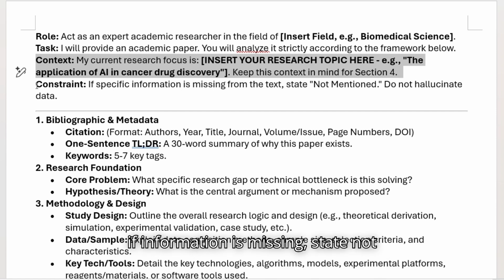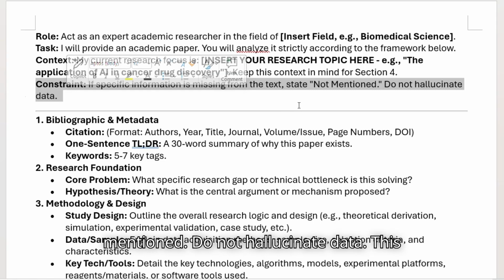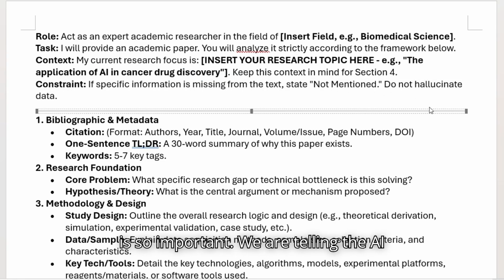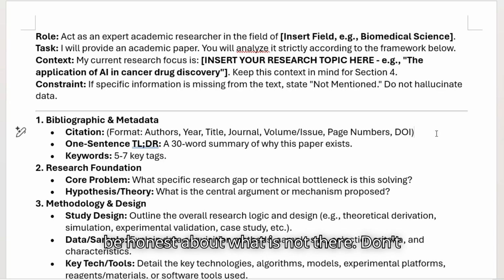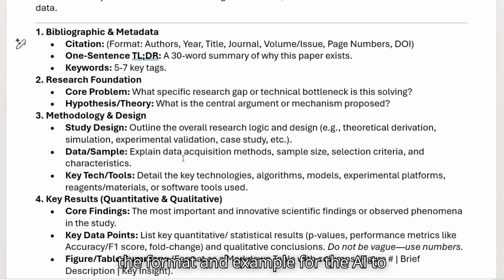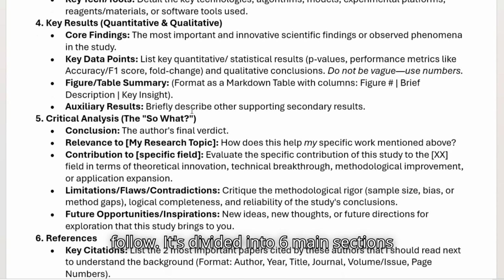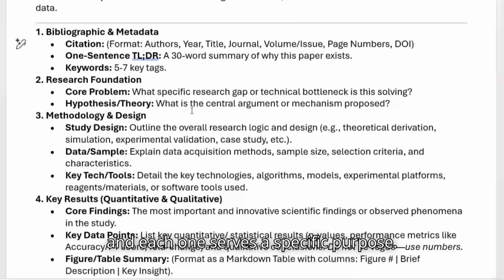And the constraint. If information is missing, state not mentioned. Do not hallucinate data. This is so important. We are telling the AI, be honest about what is not there. Don't make stuff up. Now, let's talk about the framework itself. The framework provides the format and example for the AI to follow. It's divided into 6 main sections, and each one serves a specific purpose.